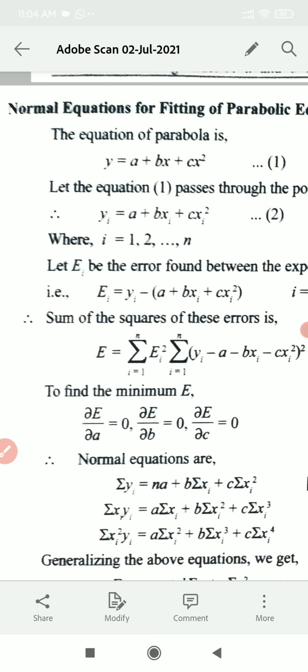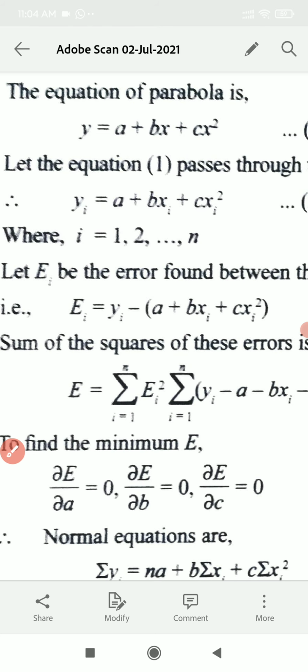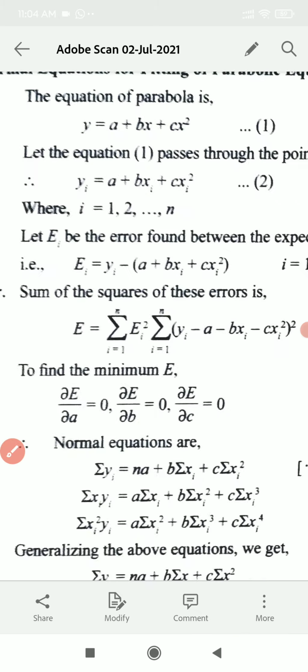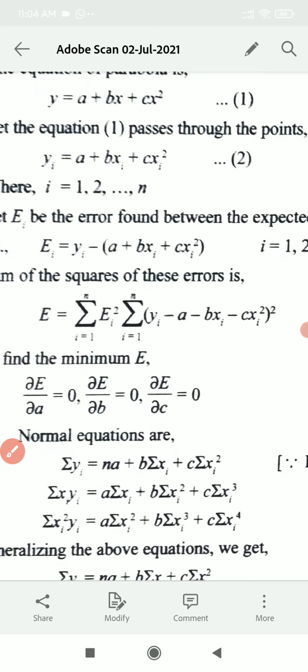Hello students, I am going to derive the normal equation for fitting a second degree parabola. The equation for a second degree parabola is y equals a plus bx plus cx square. Students, the easiest way to understand this is, for the first time, you will write here. I am going to enlarge.